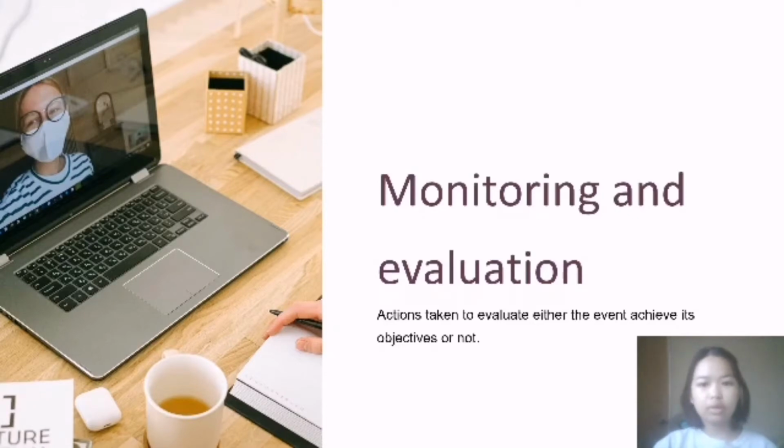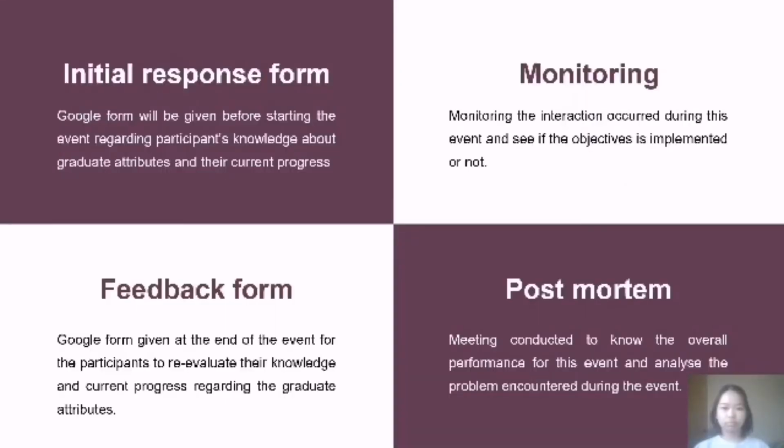After that, for monitoring and evaluation, this is where action is taken to find out whether the event achieved its objective or not. For the evaluation, we will be doing it before, during, and after the program. For the initial response form, a Google form will be given before starting the event regarding participant knowledge about graduate attributes and their current progress.